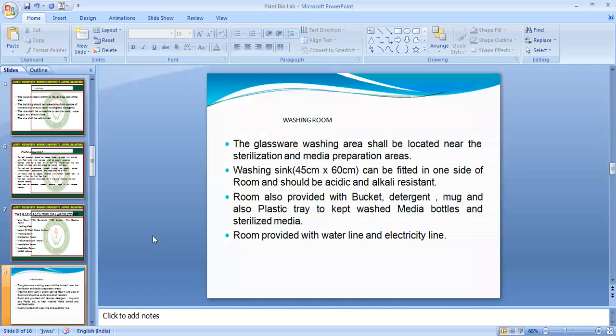In the washing room, the glassware washing area shall be located near the sterilization and media preparation area. The washing sink can be fixed or fitted on one side of the room and should be acid and alkali resistant. The room is also provided with a bucket, detergent, mug and plastic trays to keep washed media bottles and sterile media. The room is provided with a water line and electricity line.